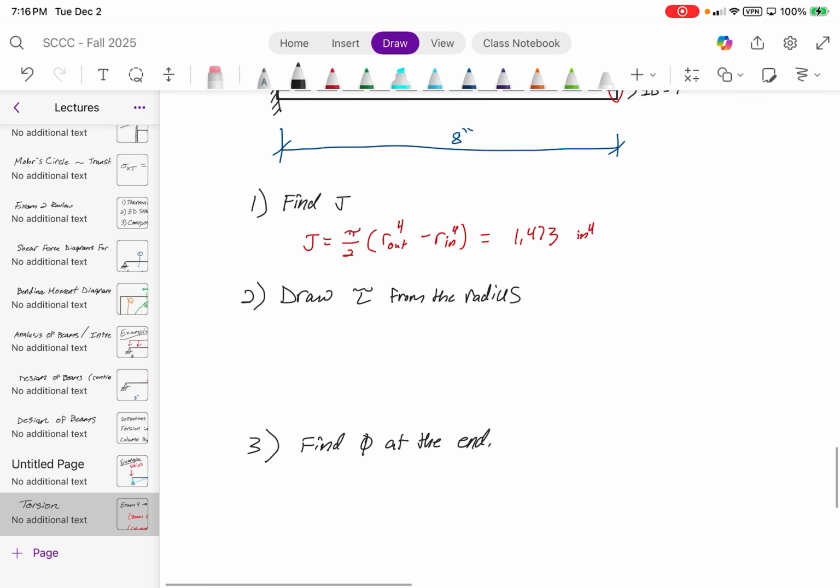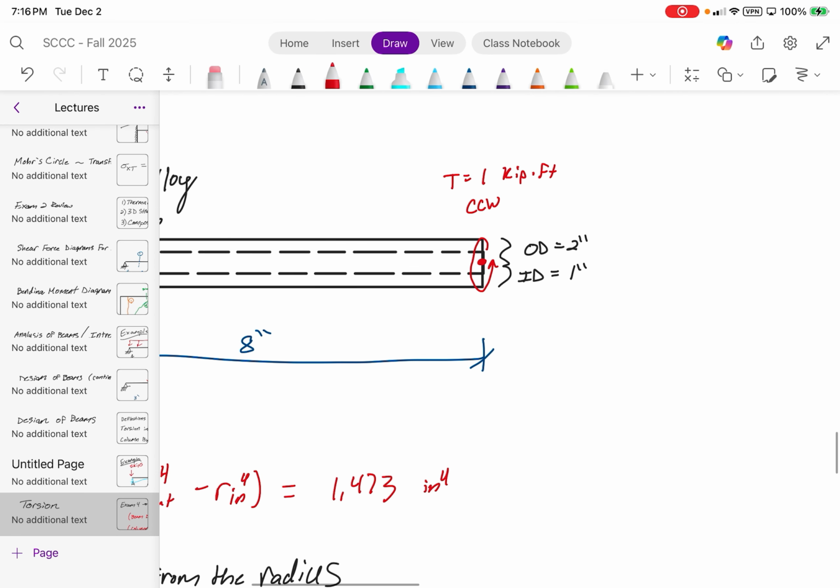R out is equal to 1 inch. R in is equal to half an inch. And it comes from that. You're using the radius, not the outside diameter, and the inside diameter.